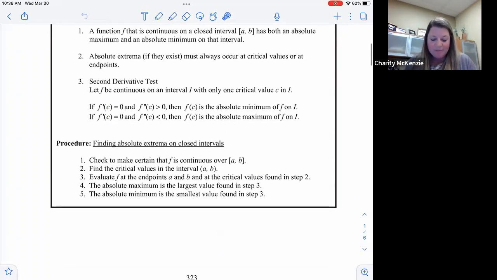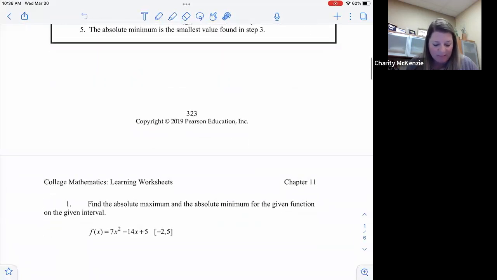Okay, so here's the procedures. It says start with making sure it's continuous. Start with the critical value. Okay, where are the critical values on the interval given, or where are the critical values in general, and then look at the endpoints, decide what is the max and min. So let's do some problems.